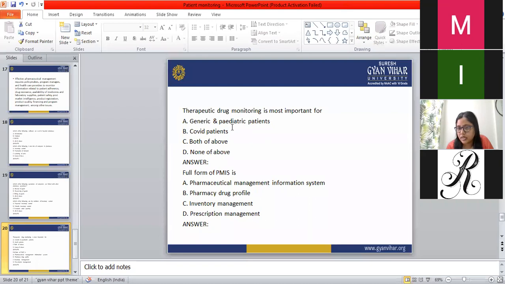Okay, got it. So in this, the answer is generic and pediatric patient. Why is COVID patient not there? Because the proper medicine for the COVID patient is not there. That is why we don't require the therapeutic drug monitoring system in the COVID patient. Okay, so the answer is generic and pediatric patient.